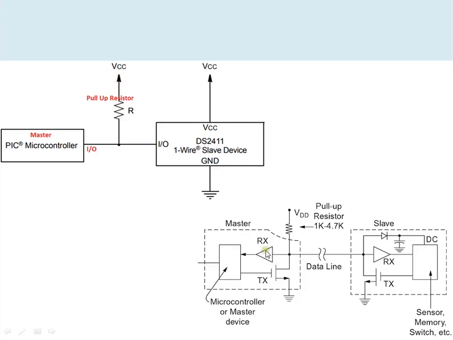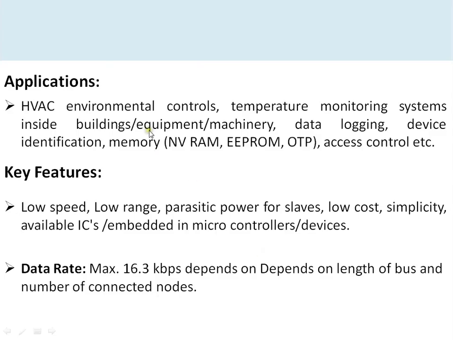And as this is an open drain pin, an external pull-up resistor needs to be connected as shown. Here you can see the internal details of the master and slave. The slave will act as a transmitter and receiver, and the master will also act as a transmitter and receiver. Whenever the master asks some query, at that time the slave will act as a receiver and it gives a response. During the response, the slave will act as a transmitter and the master will act as a receiver.